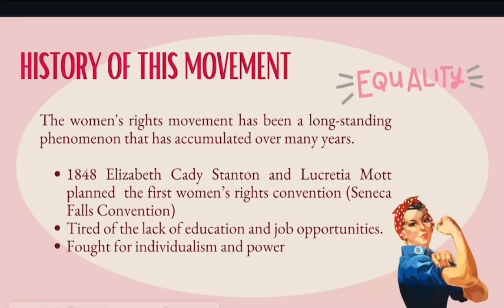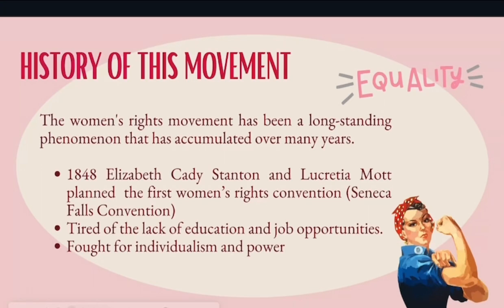So, what's the history of this movement? The women's rights movement has been a long-standing phenomenon that has accumulated over many, many years due to the fact that women were never really treated or looked at the same way as men were. It all started in 1848 when Elizabeth Cady Stanton and Lucretia Mott planned the first women's rights convention in Seneca Falls, called the Seneca Falls Convention.